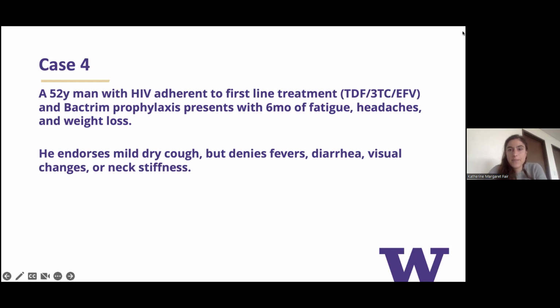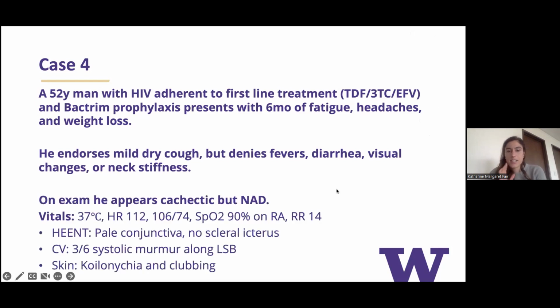All right, so moving right along to case 4, we have a 52-year-old man who is adherent to HIV treatment, just on first line and some Bactrim prophylaxis, and he's presenting with 6 months of fatigue, headache, and weight loss. Endorses a mild dry cough, but denies fevers, diarrhea, visual changes, or neck stiffness. On exam, he's cachectic, but in no acute distress. Temperature today is 37, heart rate 112, blood pressure 106 over 74, SpO2 of 90% on room air. He's respirating around 14. You notice pale conjunctiva, no scleral icterus, and a 3 out of 6 systolic murmur on the left sternal border, koilonychia, clubbing.